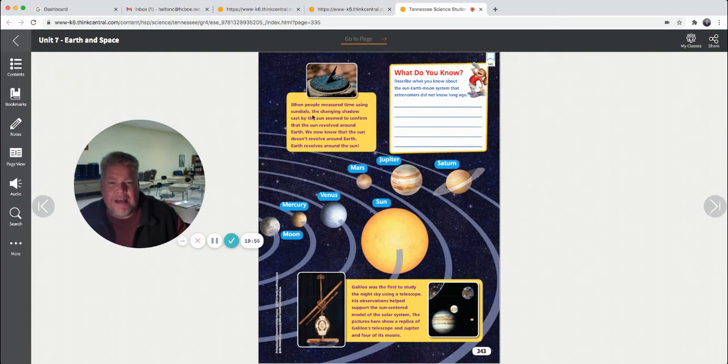When people measured time using sundials, the changing shadow cast by the sun seemed to confirm that the sun revolved around the earth. We now know that the sun doesn't revolve around the earth. Earth revolves around the sun.